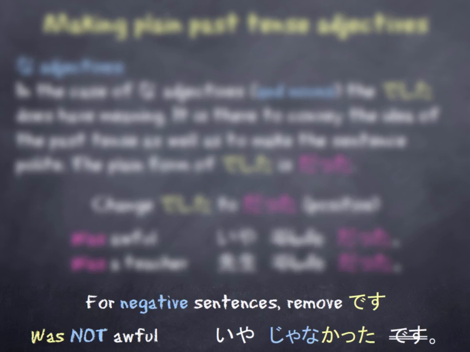For negative sentences, however, we need to remove desu altogether. So was not awful, for example, would be iya janakatta. So janai is the plain negative state, and we need to put it in its past tense. So we're going to drop off the I from nai and we're going to change it to katta, which puts it into a past tense state. So was not, janakatta.